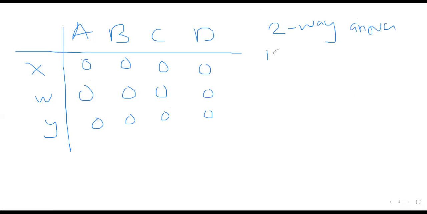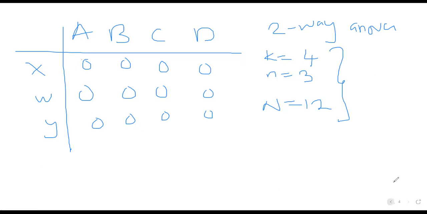What is our K? 4. And what is our N? N is the number of rows, 3. And what is the capital N, the total number of elements in here? 3 times 4 is 12, correct. So this is a two-way ANOVA.